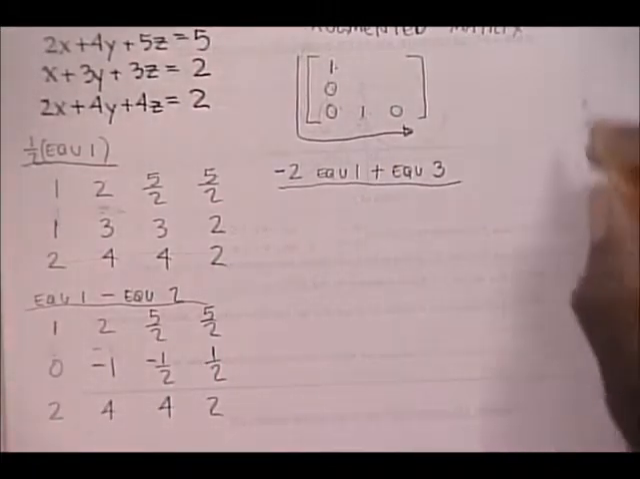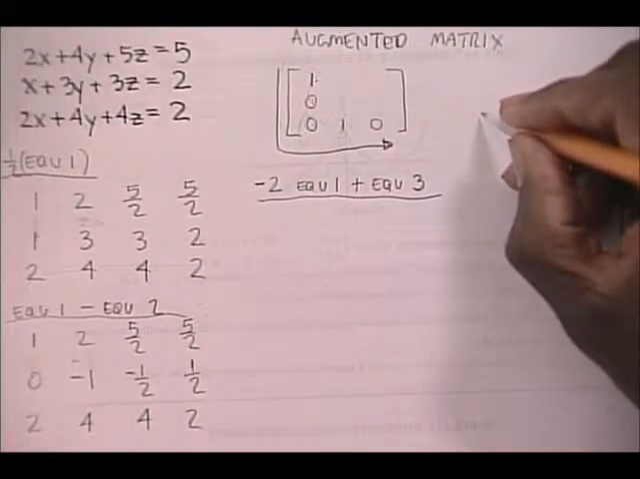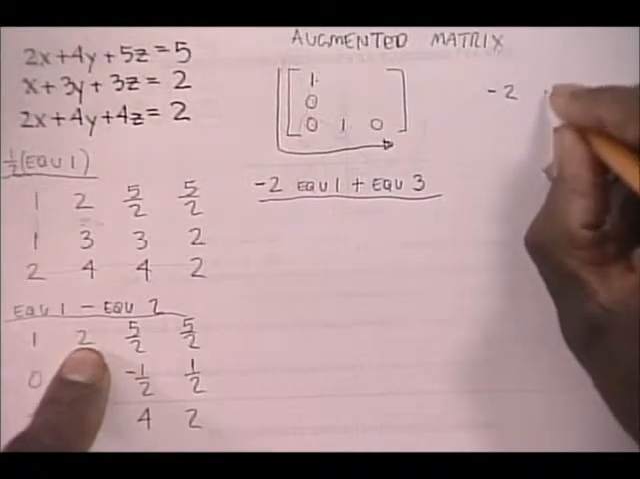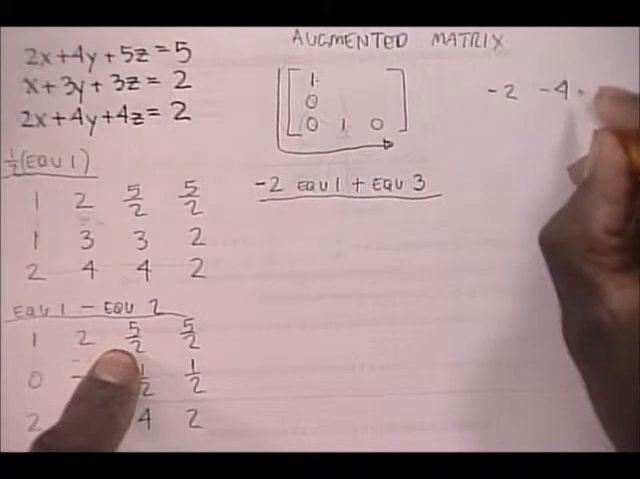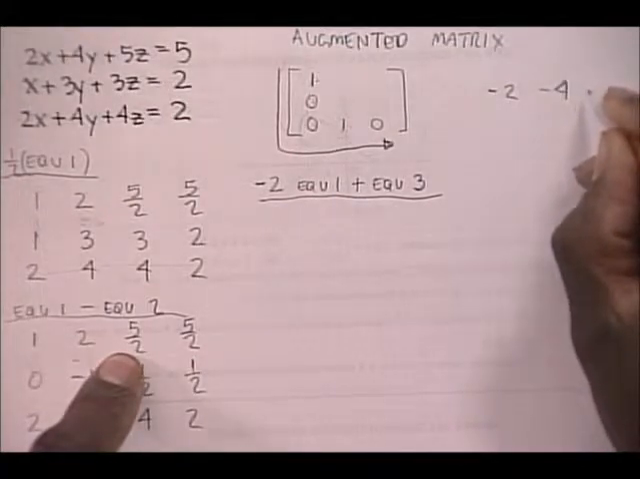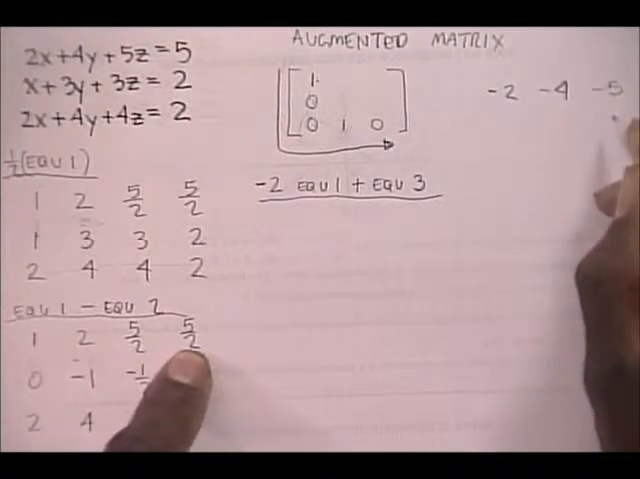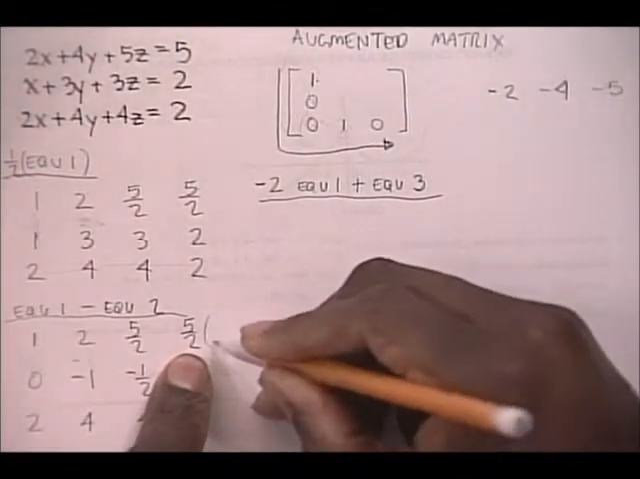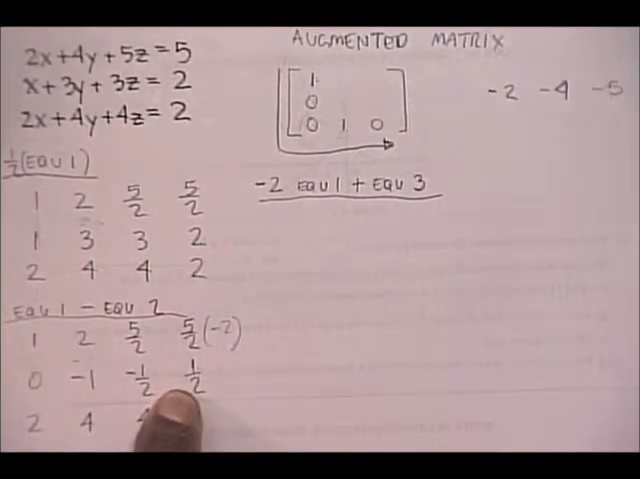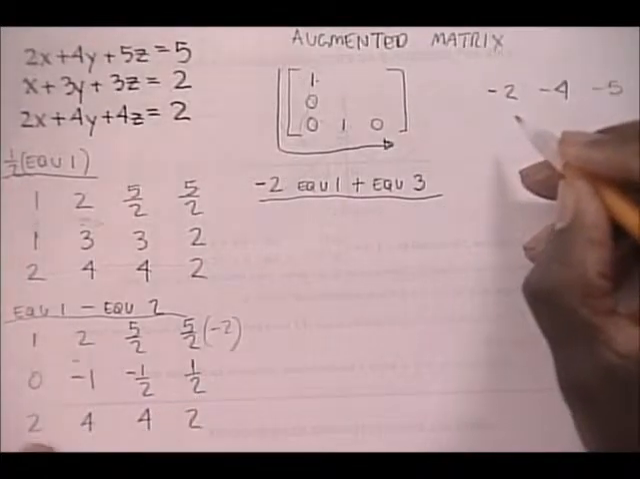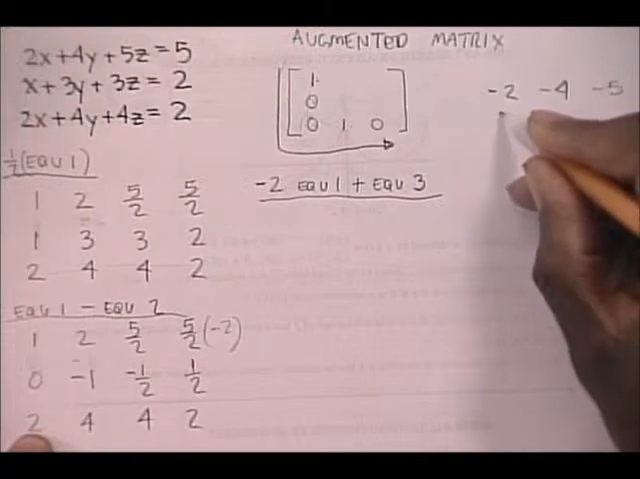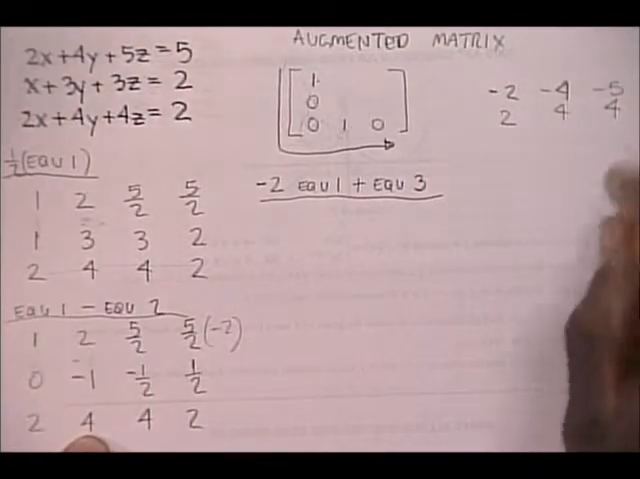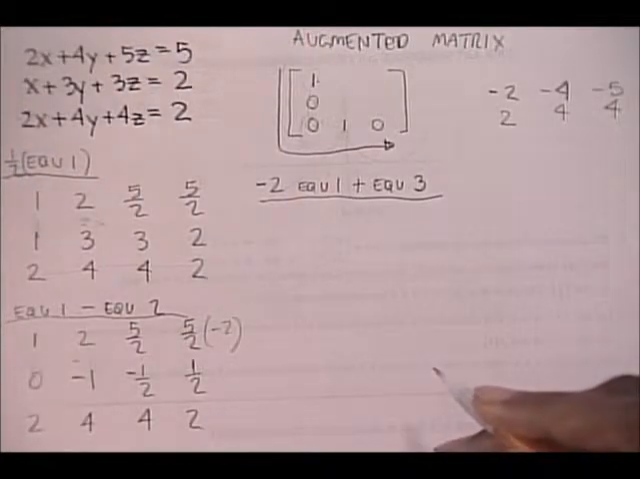All right, so let's go off to the side, multiply negative 2 times equation 1. Negative 2 times 1, I get a negative 2, negative 2 times 2, I get a negative 4, negative 2 times 5, I get a negative 10... I multiply 5 times a negative 2, and I get a negative 5. I multiply negative 2 times 5 halves here, and I get a negative 5 again. If I multiply this times a negative 2, the 2's will cancel, and you would get a negative 5. Well, I'm going to add that to equation 3. Equation 3, that's 2, 4, 4, and 2. So I'm going to add these two equations together and get a new row 3.